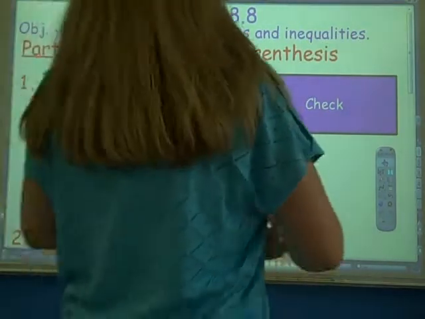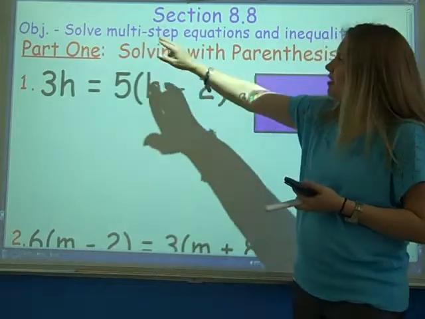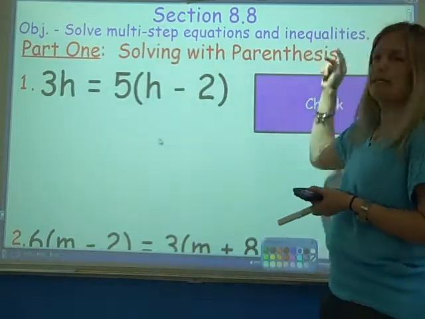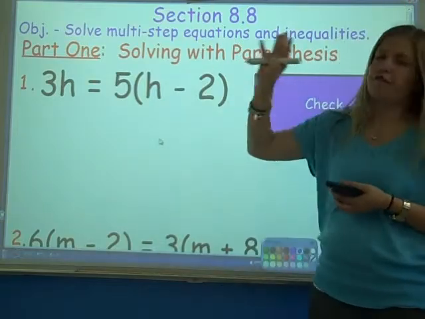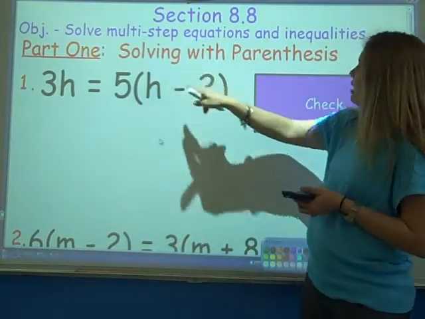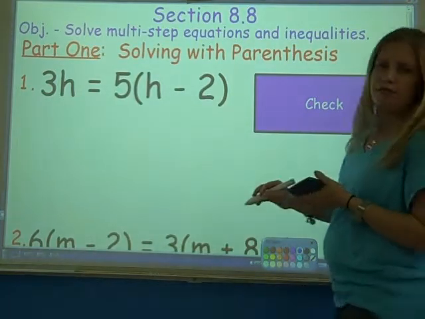Okay, hi everybody. We're going to be completing our last section in Chapter 8, which will be solving multi-step equations and inequalities. So we're going to have a bunch of steps to do for each one. There are 4 parts. Part 1, solving with parentheses. So we've done some of these already. We're just going to practice a few more.